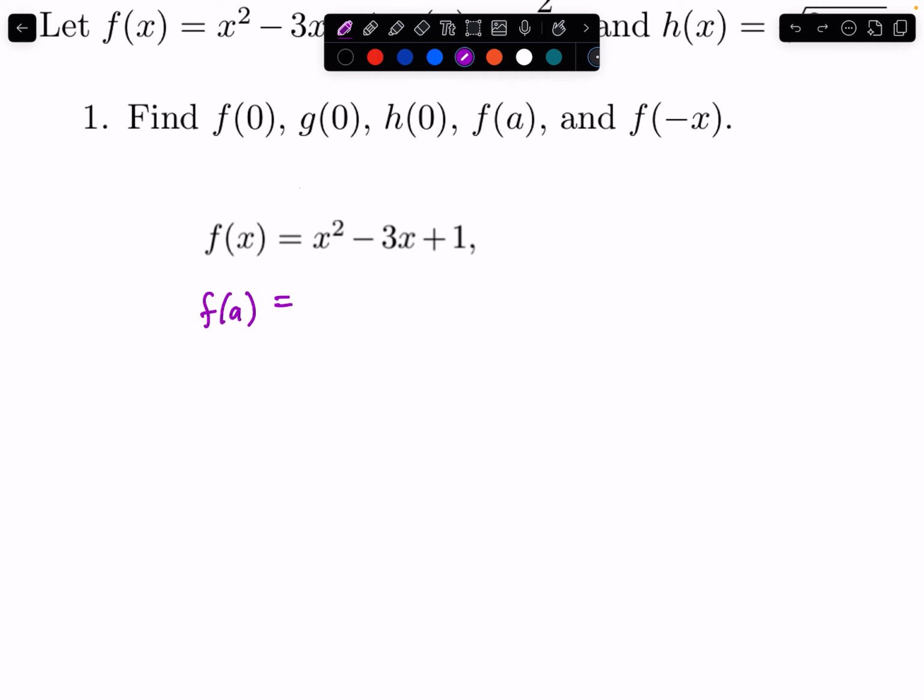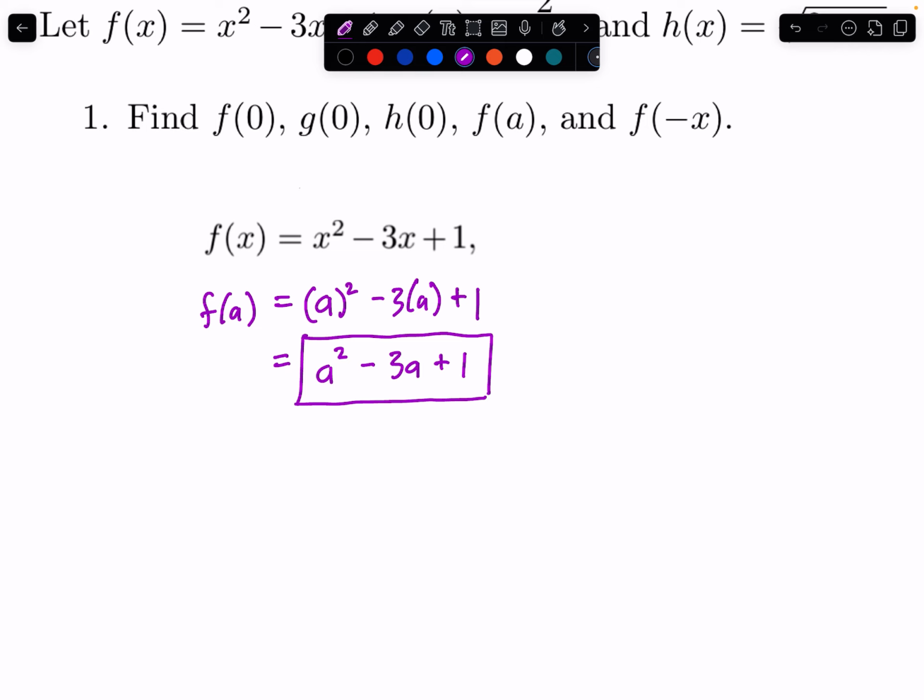I'm going to do it in 2 steps actually. Input in parentheses first, just to get used to doing this, because like I said, if there's something more complicated, it's helpful to have that parentheses. But it turns out the parentheses was not necessary because a squared is a squared. 3 times a is just 3a, plus 1 is just plus 1. So I could have skipped this step, but this is just getting used to doing things a certain way so that my life is easier later. But this is the result. f of a is just a squared minus 3a plus 1. So whatever a is, that's where it goes.